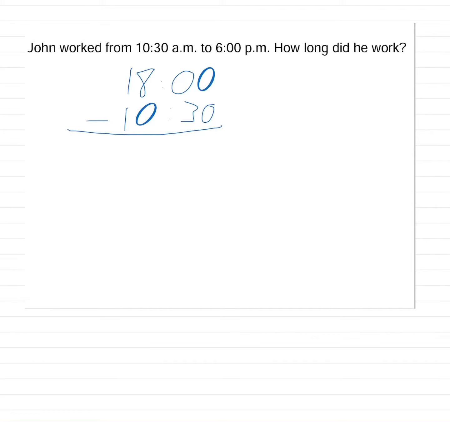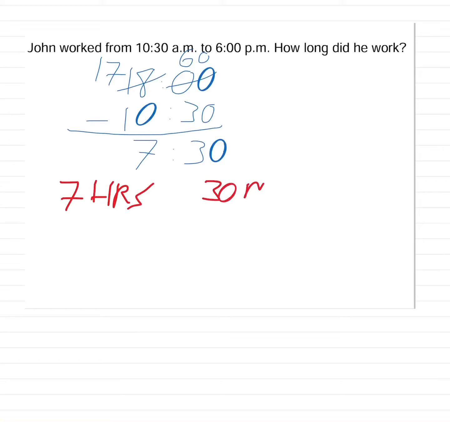So again here, if we're doing the 0 minus 30, we can't do that, so let's borrow an hour. So this now would be 60. 60 minus 30 is 30. Then 17 minus 10 is 7. So we have 7 hours and 30 minutes. And that's our final answer.